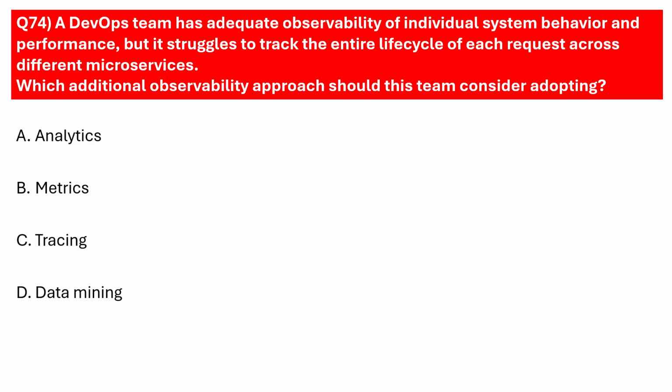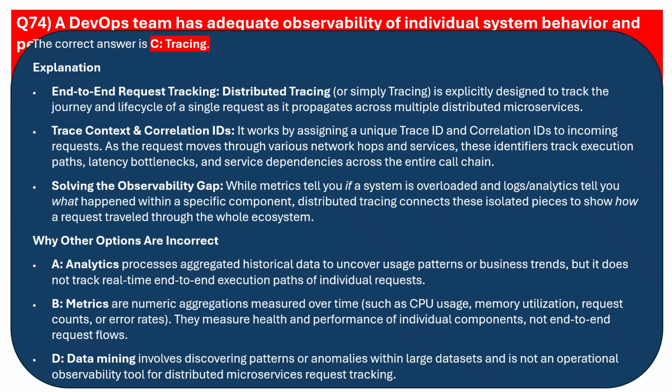Q74. A DevOps team has adequate observability of individual system behavior and performance, but struggles to track the entire lifecycle of each request across different microservices. Which additional observability approach should this team consider adopting? A. Analytics. B. Metrics. C. Tracing. D. Data mining. The correct answer is C.